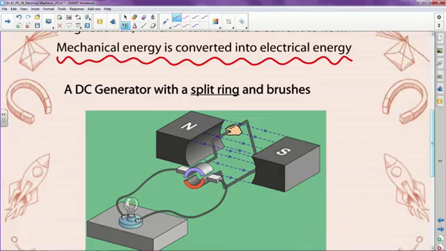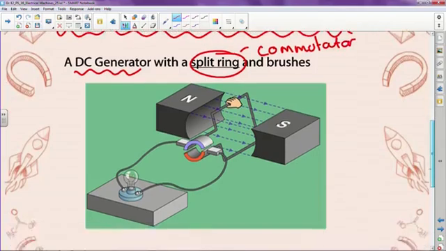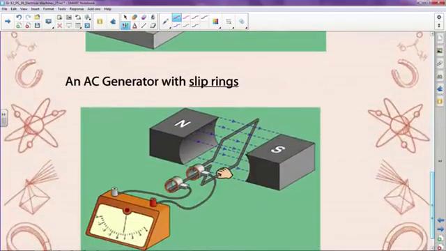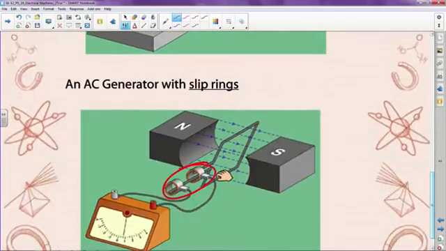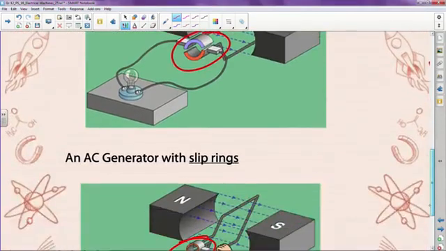Now I take mechanical and I create electrical. Just like in a motor, a DC generator must have a split ring commutator, okay? It's a split ring commutator, and it has brushes. Now, with an AC generator over here, look, we have slip rings. So a DC generator has a commutator, an AC generator has slip rings.